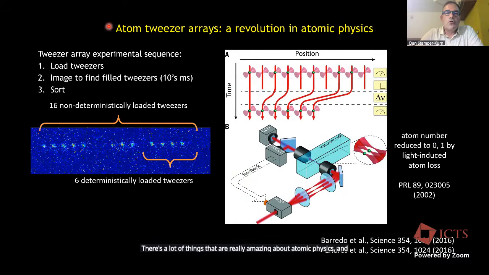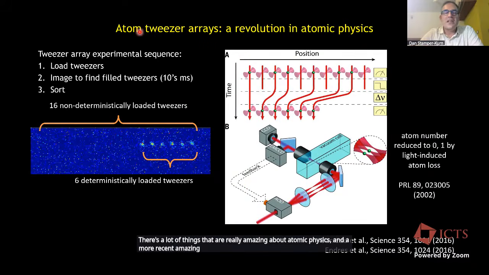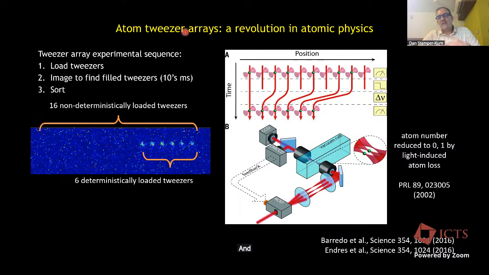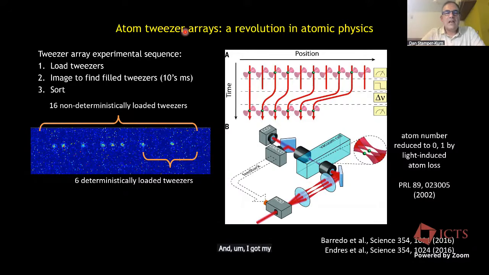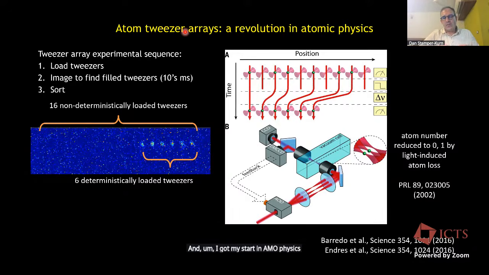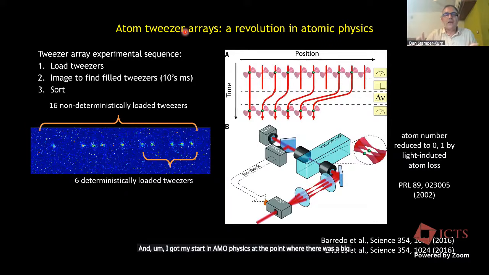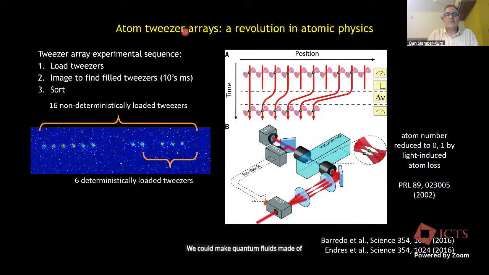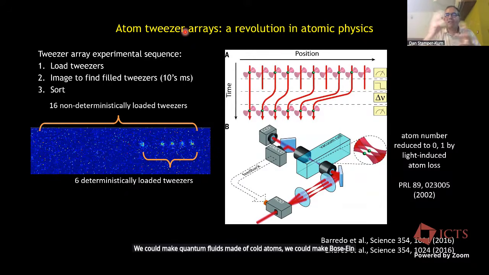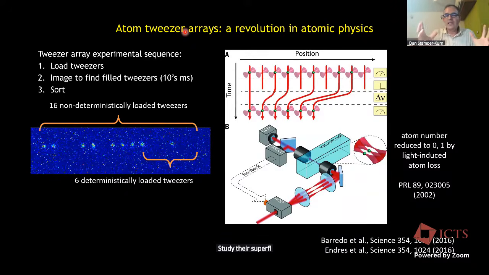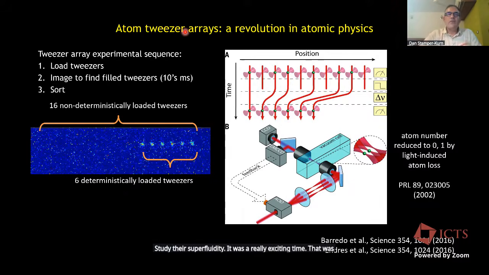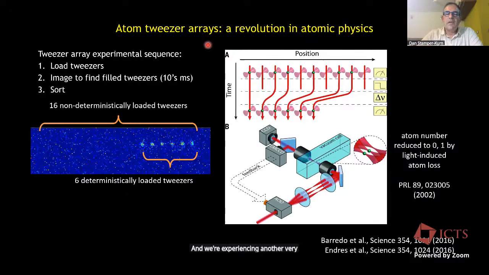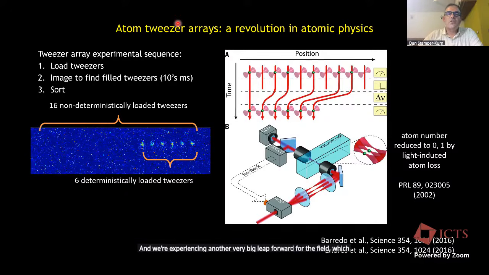And another recent amazing thing is this thing called the atom tweezer array. I got my start in AMO physics at the point where there was a big revolutionary advance. All of a sudden, we could make quantum fluids made of cold atoms. We could make Bose-Einstein condensates and study their superfluidity. It was a really exciting time. That was like a big leap forward for the field. And we're experiencing another very big leap forward for the field, which is the atom tweezer array.